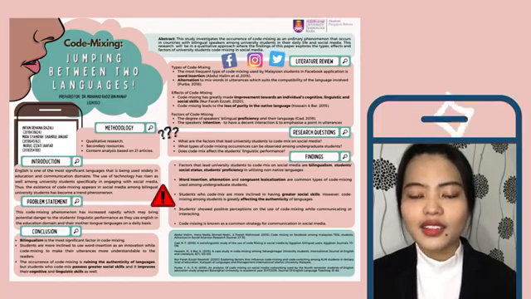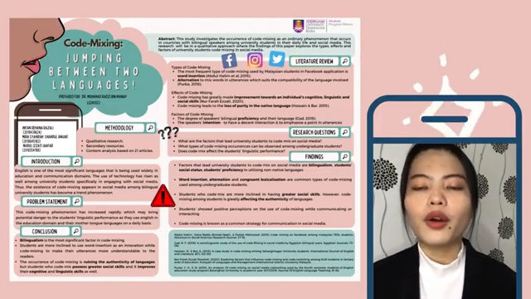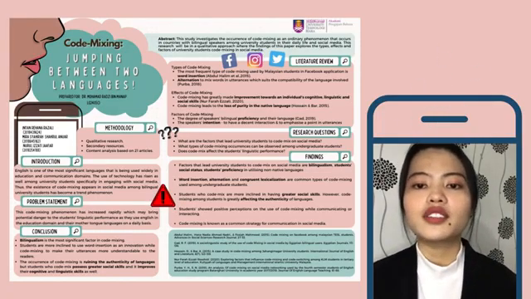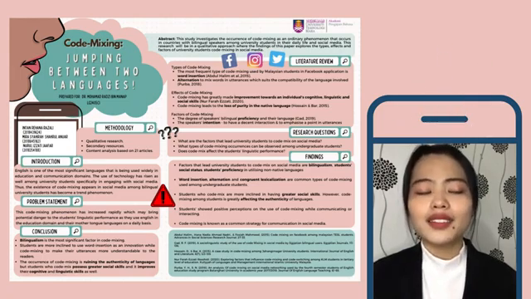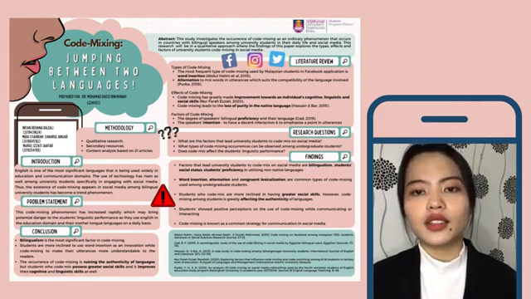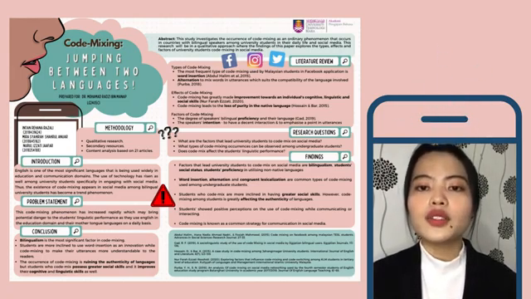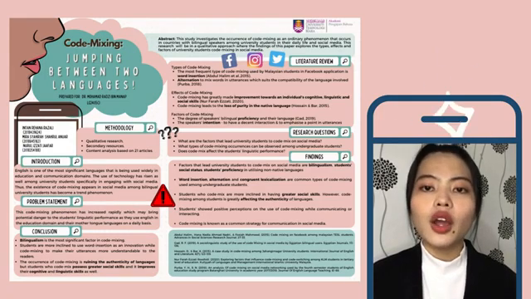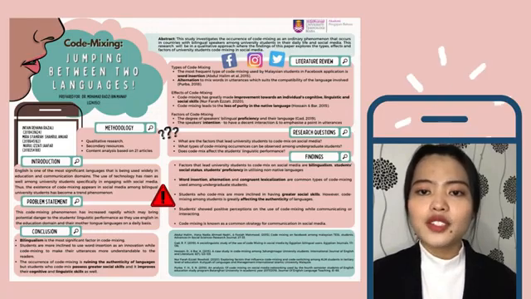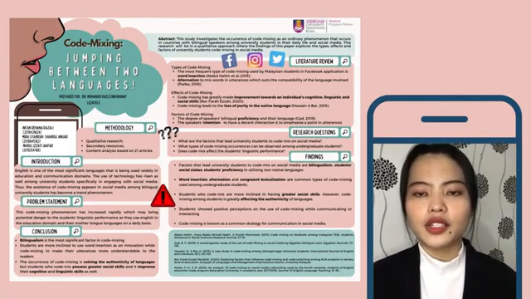Code mixing? Are you familiar with this term or have you ever heard about the term before? Code mixing actually is a linguistic term that refers to the use of more than one language or variety in a conversation. For example, what do you want to makan today? The question represents two languages, which are Malay and English.